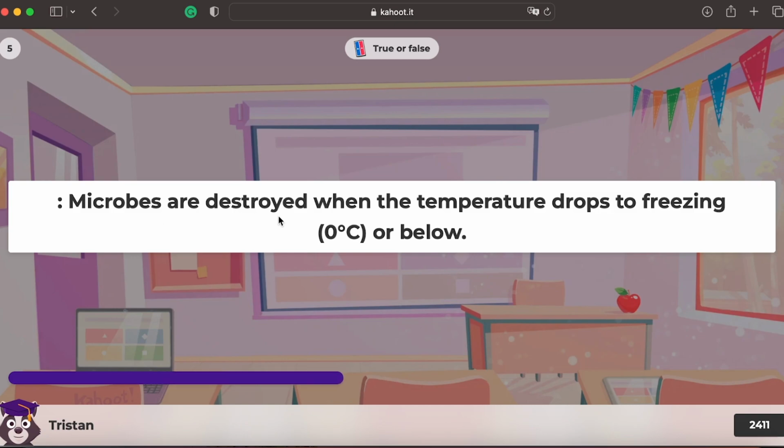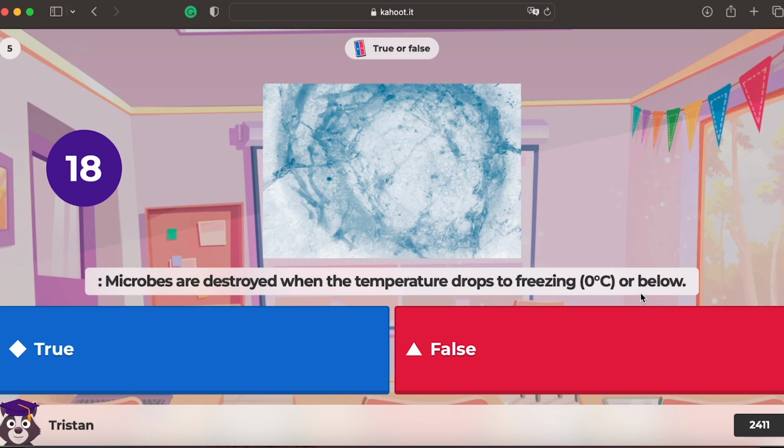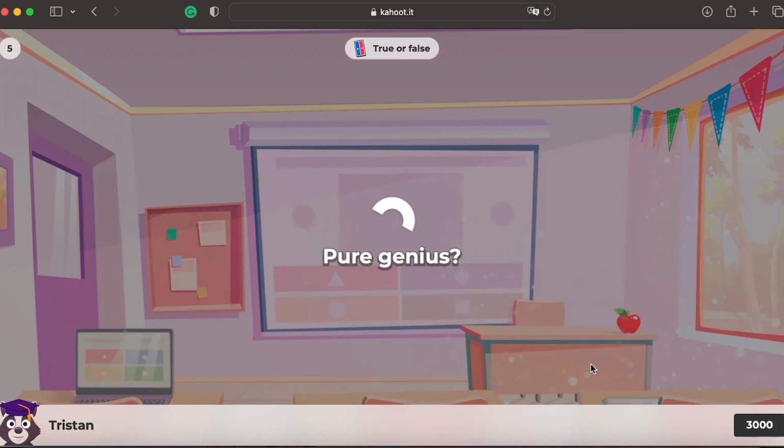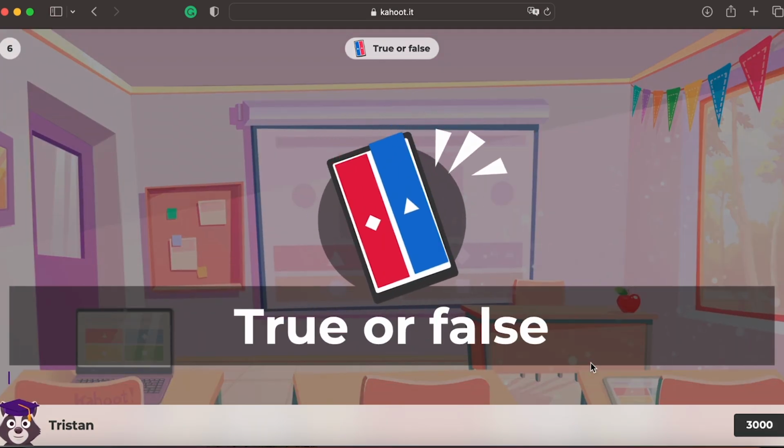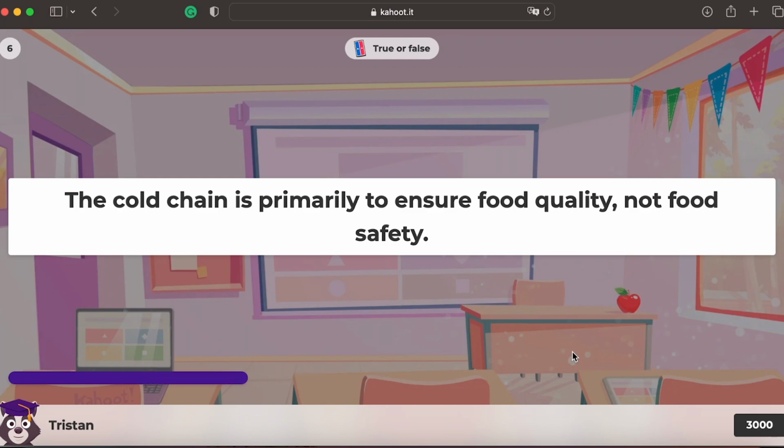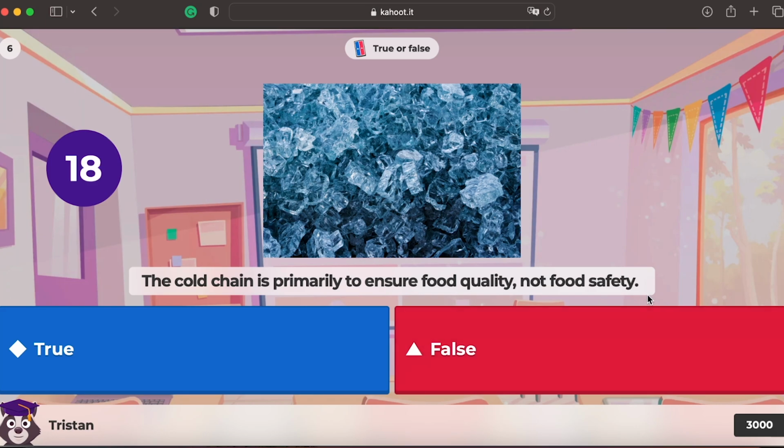Microbes are destroyed when the temperature drops to freezing, zero or below. I don't think that they are destroyed, because a lot of situations have been recorded where microorganisms stay alive in the ice, so it's false. The cold chain is primarily to ensure food quality, not food safety. It's false.